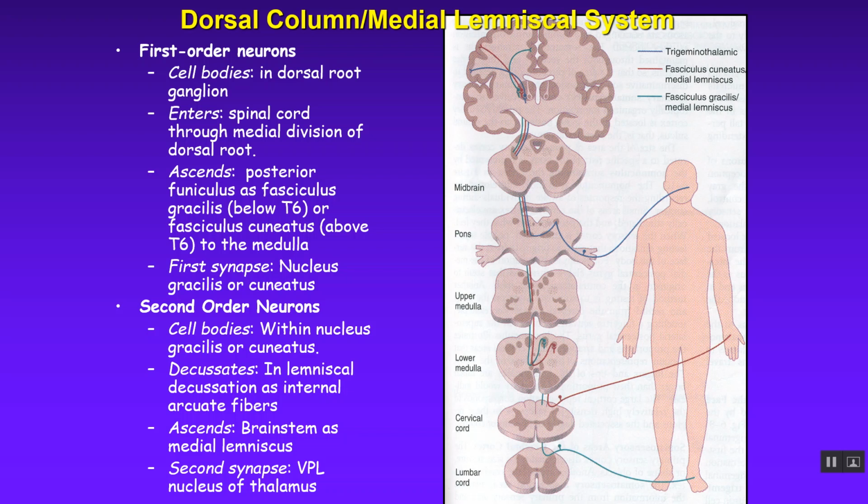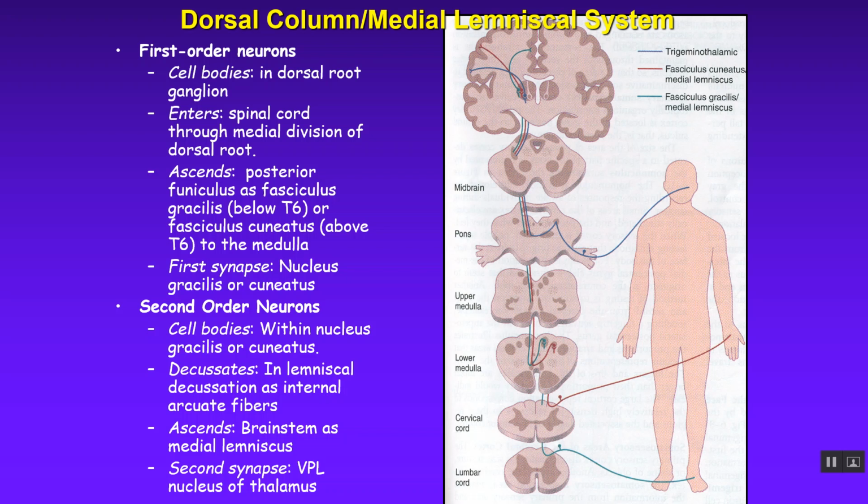This is the dorsal column medial lemniscal system. This is going to go to your cerebral cortex, to conscious areas. This is going to take 3 neurons to get there. So we're going to go through and talk about first order neurons, second order neurons, and third order neurons. These are the neurons in the pathway. For the first ones, we're always going to talk about a couple of things. Where are their cell bodies? Where does it enter? Where does it ascend? Where is its synapse? Let's start with the leg, and we'll follow one of these out.